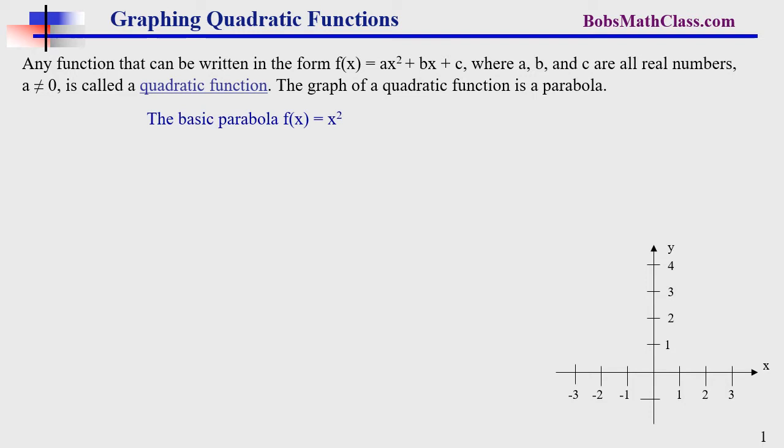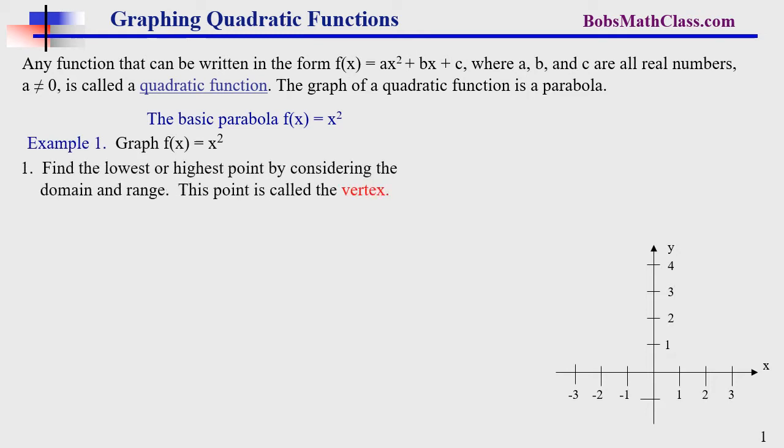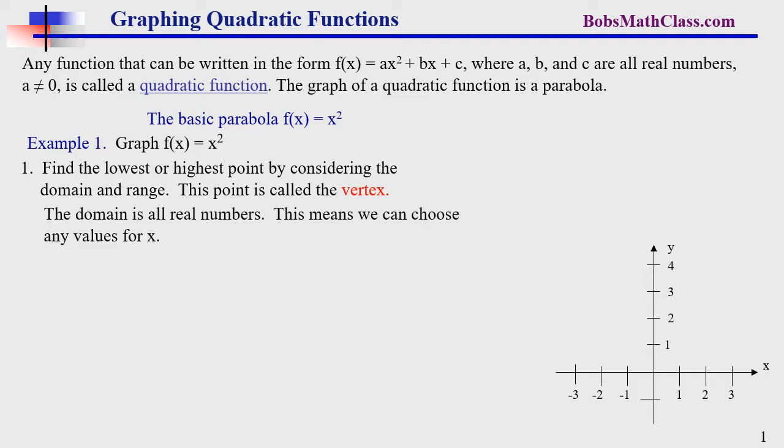So let's look at the basic parabola. f of x equals x squared. What we want to do first is find the highest or lowest point by considering the domain and range. This point is called the vertex. Now the domain, there's no restrictions on what x can be. So the domain is all real numbers. This means we could choose any values for x.